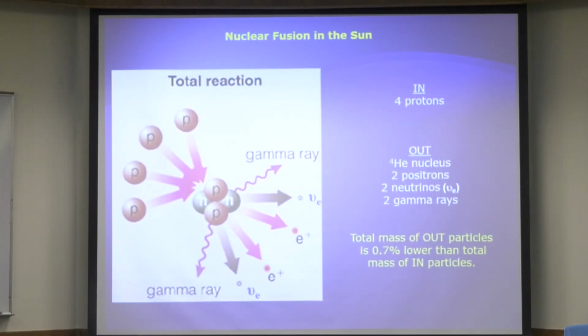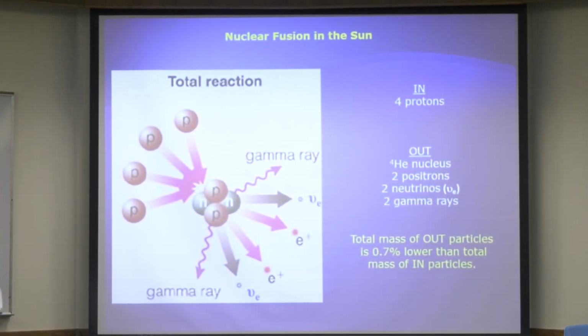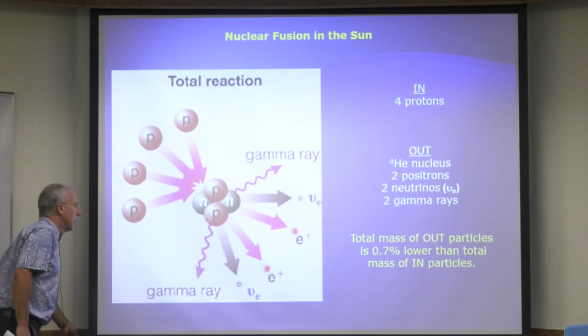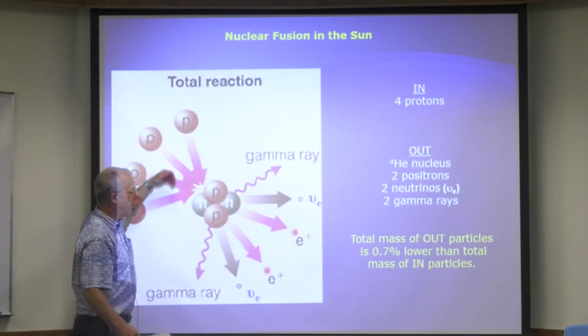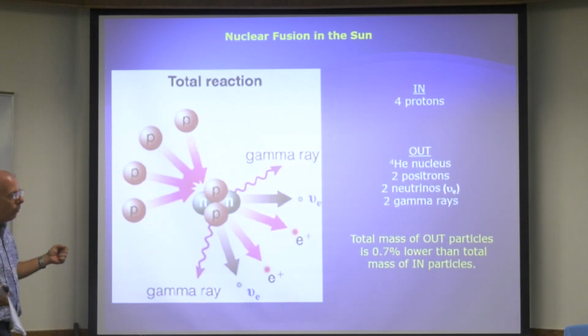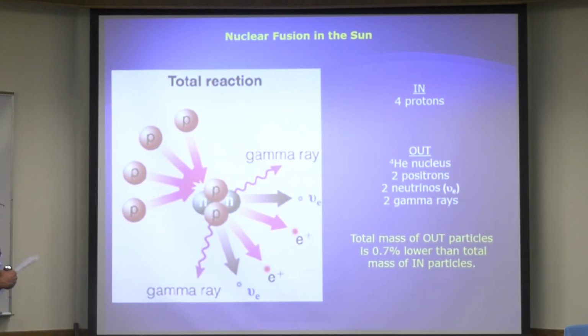All right, nuclear fusion in the sun. So this is why stars shine. There's a process called nuclear fusion. So here, you have 4 protons. They fuse together. Remember, protons repel, right? But when they're going so fast under a lot of pressure, they can fuse together.